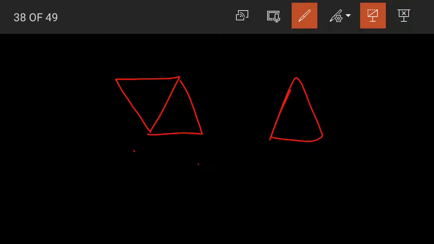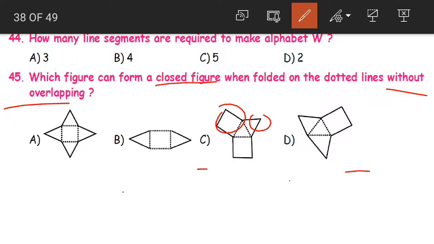For example, it should be like this. Okay, these are two triangles that are not overlapping, they are fitting each other perfectly. But when I have something like this, these two are overlapping. Yes, one is falling on the other. So we should not overlap. The figures should not overlap each other. Yes, children. So we have to fold them in such a way.